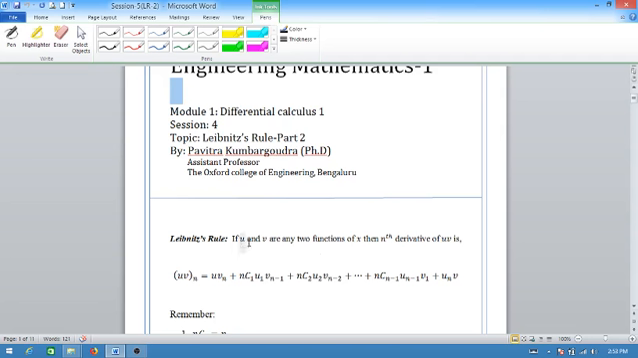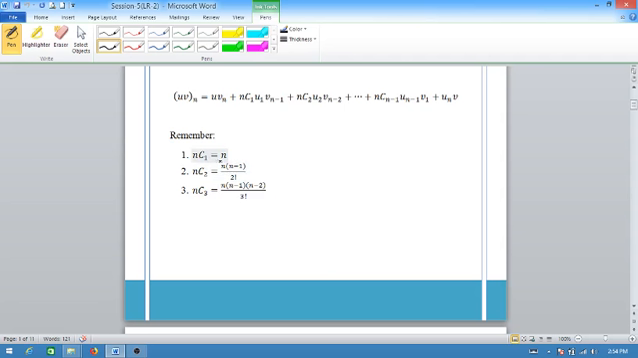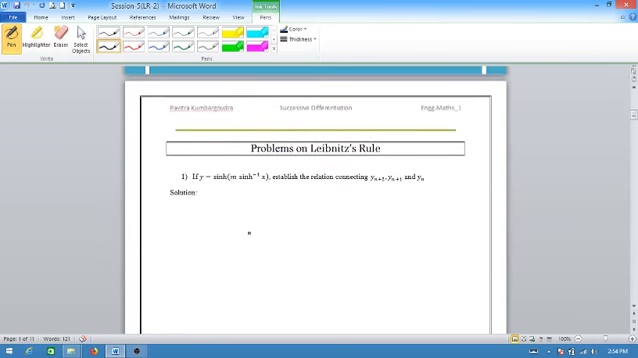If I consider u and v are any two functions, then the nth derivative of u into v is u into vn plus nC1 u1 vn minus 1 plus nC2 u2 vn minus 2 plus and so on plus un v. You know the formula for nCr: nC1 is equal to n, nC2 is equal to n into n minus 1 divided by 2 factorial, nC3 is equal to n into n minus 1 into n minus 2 divided by 3 factorial. So let us solve some problems.